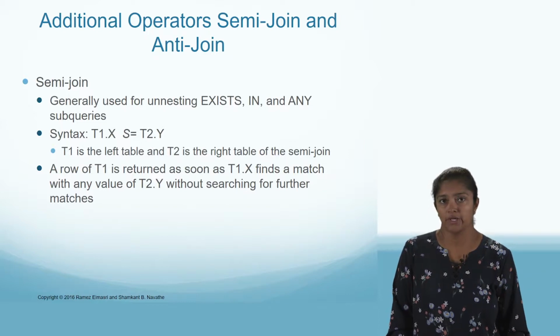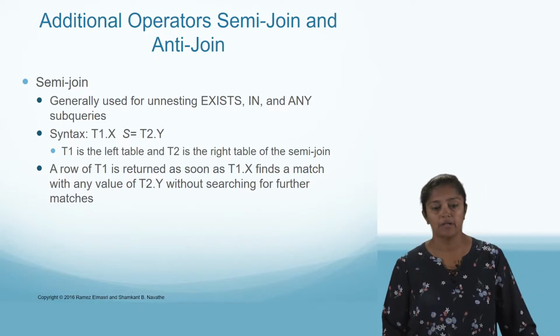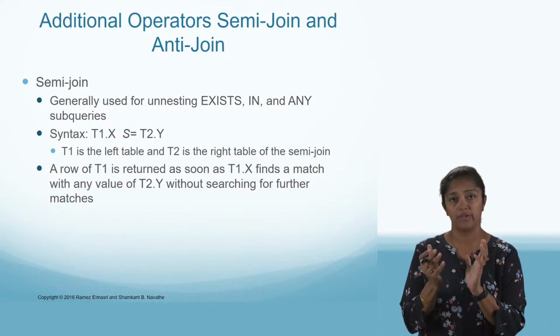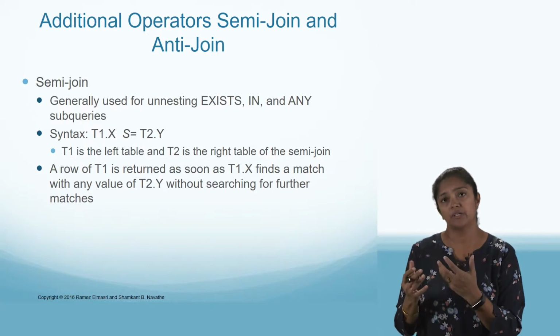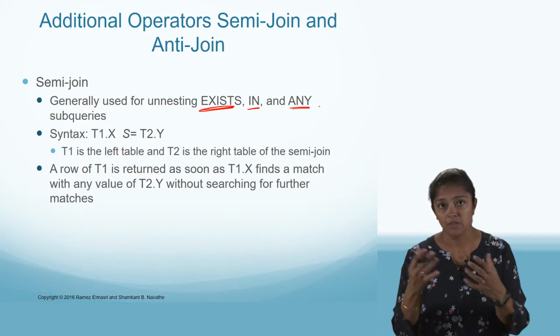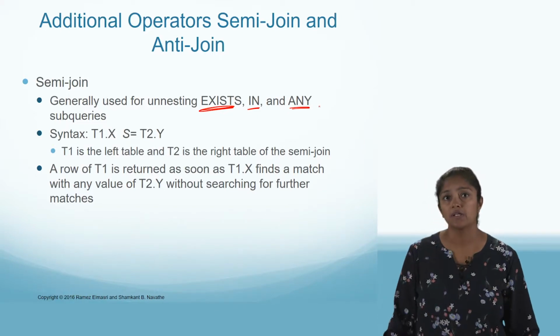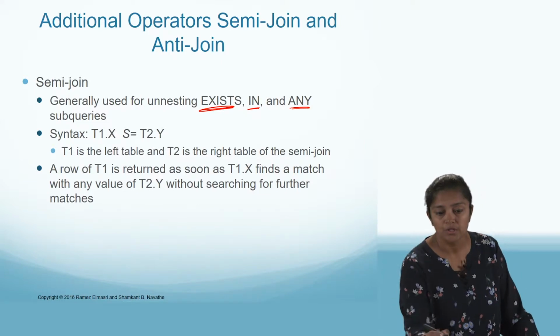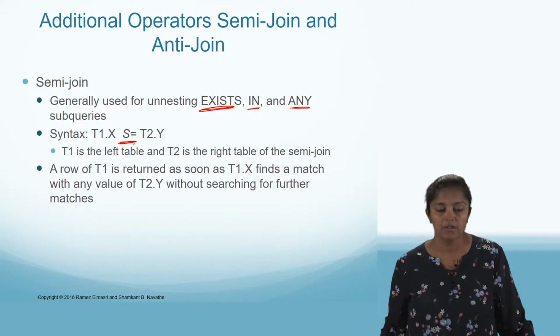Semi-join and anti-join are two of those additional operators. Semi-join is used to do unnesting. Whenever in SQL you have nested queries using EXISTS or ANY, so when you have subqueries that use these clauses, that's where the semi-join construct is used. Here's the symbol for it.